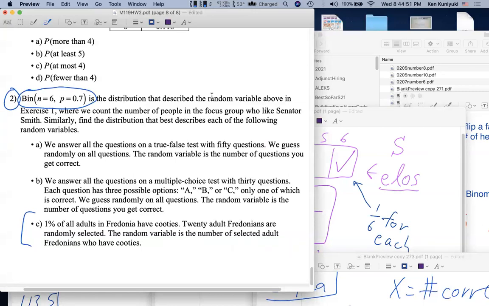All right. So 2, a short but important conceptual problem. Okay, because binomial distributions are important, right? What's the distribution for the number of successes? Questions right, the number of people with cooties or coronavirus. Those are serious questions. All right. Any follow-ups?